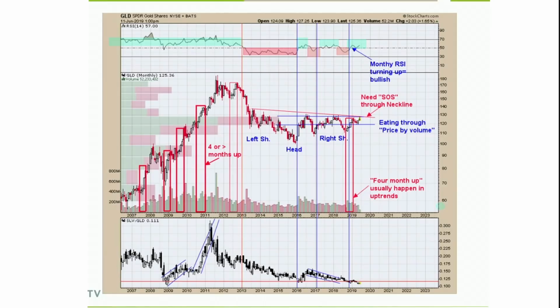The SOS means to get through that neckline, you need a sign of strength. You'll look for volume on that break. A sign of strength is a wide price move with volume, and that's what the SOS stands for. We're right there. I mean, will we sit there for the next 6 months? I kind of doubt it. Either we're going to bust through it or we're going to back away from it. We've been trying to bust through it, and this is the third time up. A lot of times, third time is the charm.